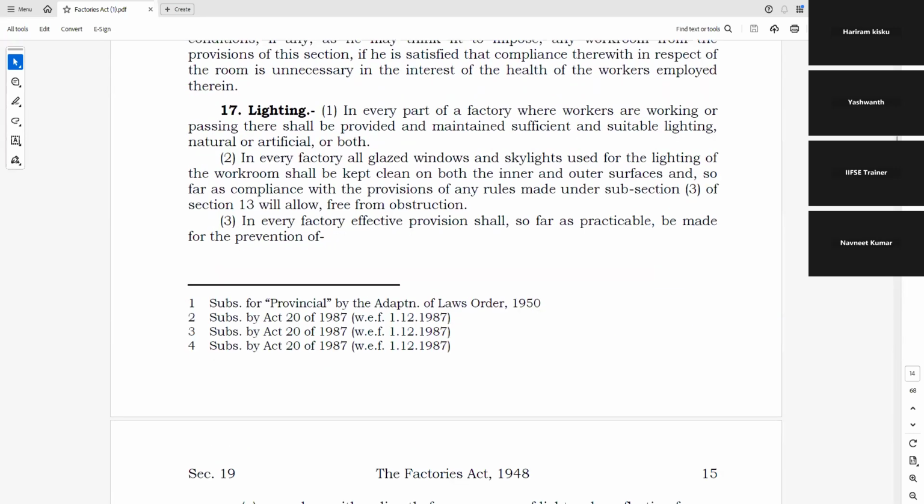Then we talked about lighting. In lighting, it is nothing but the provision of light to make the environment comfortable so that they are able to distinguish the objects.